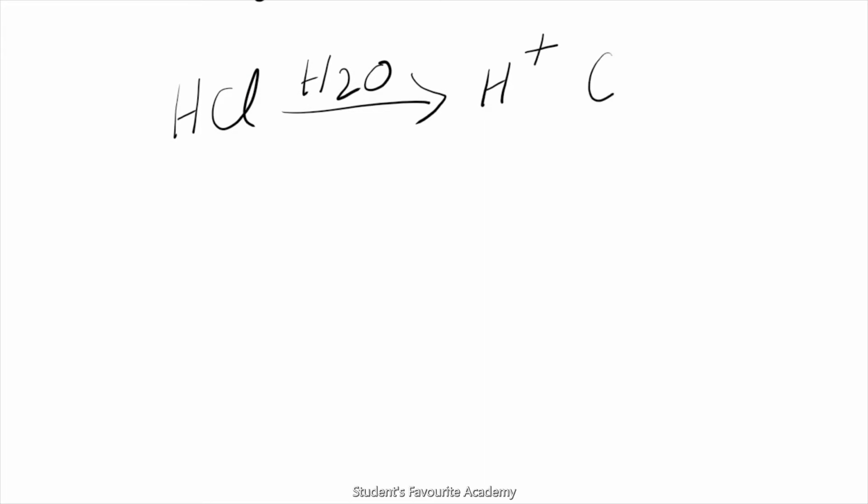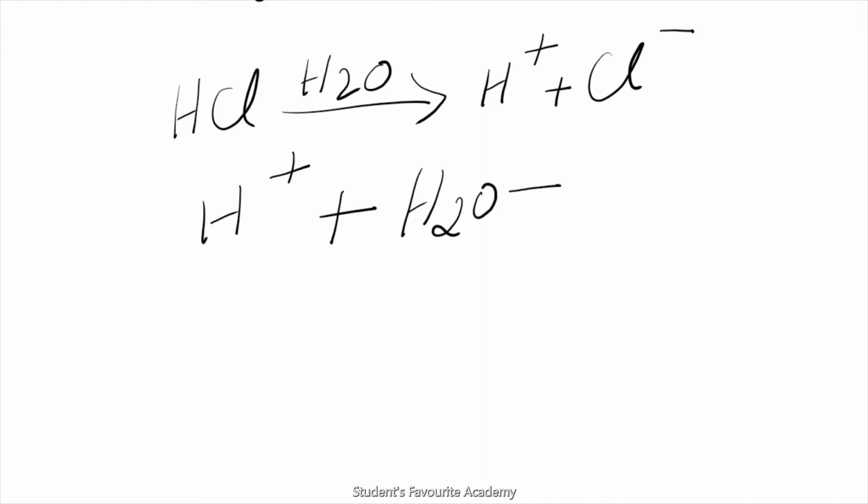Let me again explain. Hydrogen chloride, HCl, in the presence of water gives first H plus and Cl minus ions. This H plus ion cannot exist independently, so it combines with the water molecule forming the hydronium ion. This hydronium ion now can exist independently in solution.